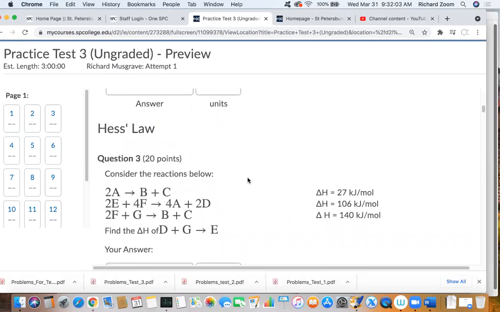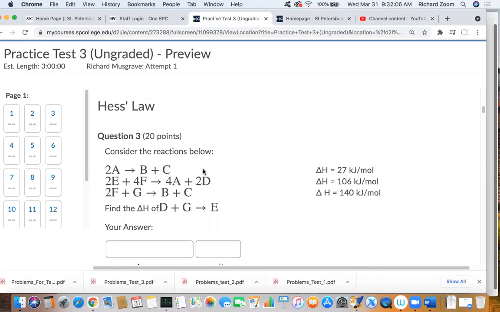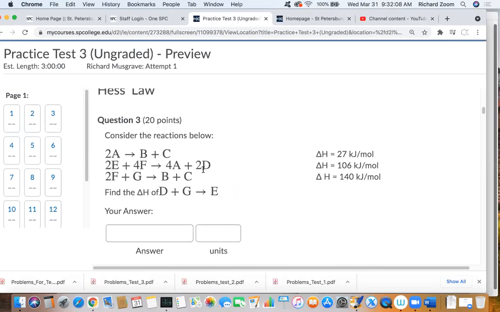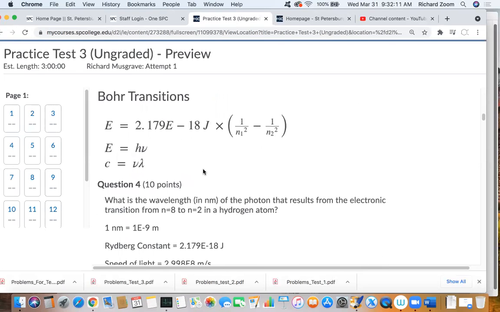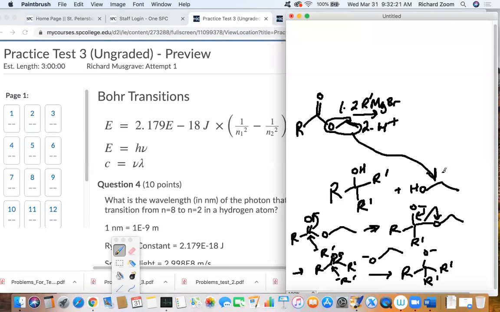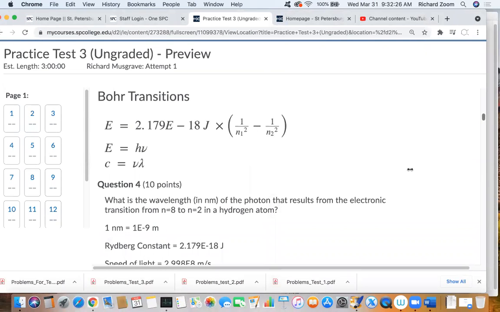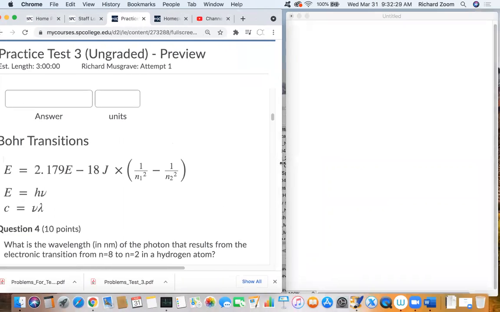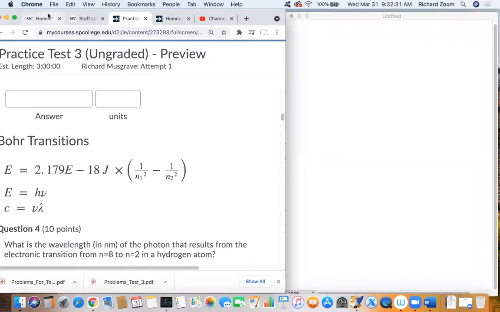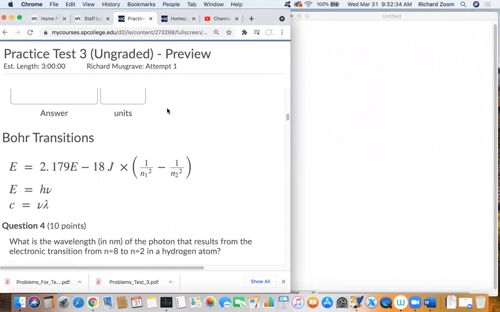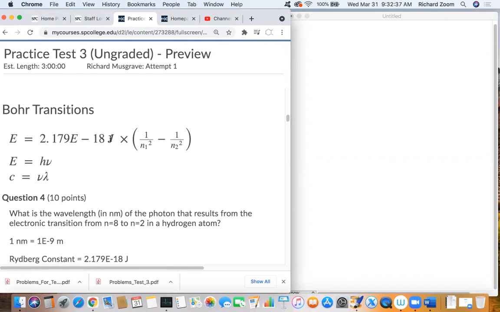The other one I went over on Monday was the Hess's Law one, so I won't do that again today, but I will do the Bohr transitions question, and we'll go with that. You'll notice with the Bohr transitions question, and we went over this, I think, last Wednesday, you get these equations which allow you to determine each of these.